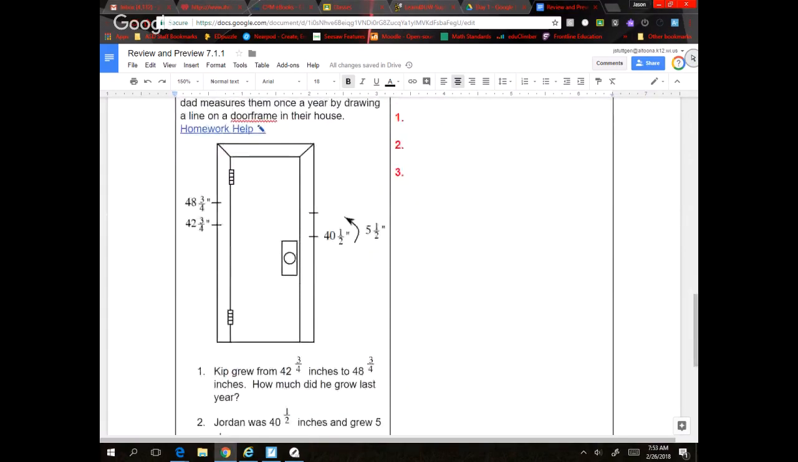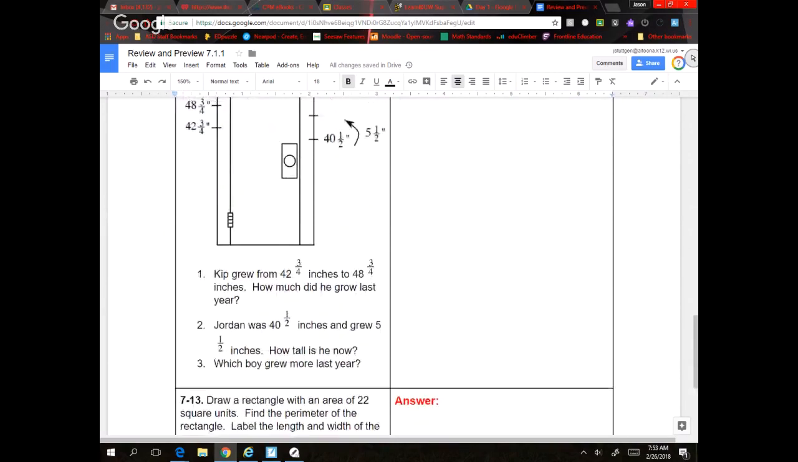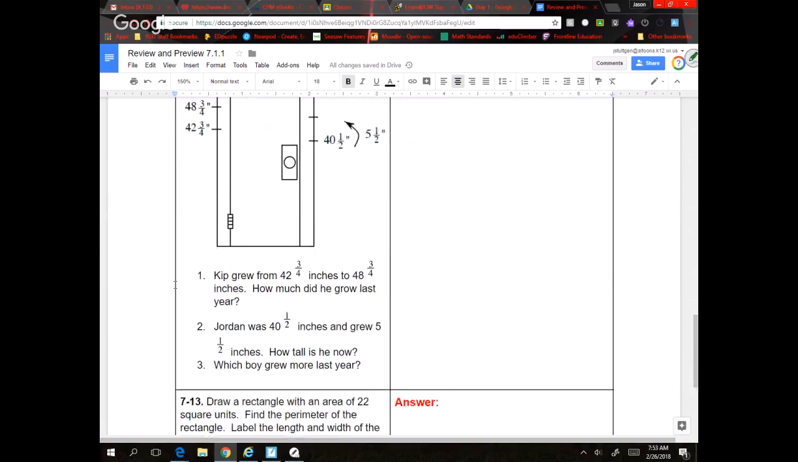Next one. At the first time I saw this problem, I'm like, oh boy, what are they going to have us do? But it wasn't too bad. First part, Kip. Talking about Kip here, he grew from 42 3/4 to 48 3/4. All you got to do is figure out how much he grew. And it's really nice and easy because the fractions are the same exact fraction. So really all you need to think about is how do I get from 42 to 48? Well, I know I have to add 6. So he grew 6 inches that year. Quite a bit.